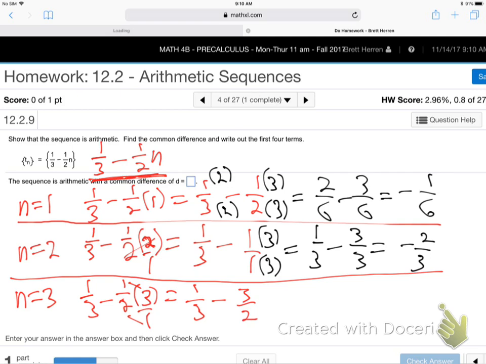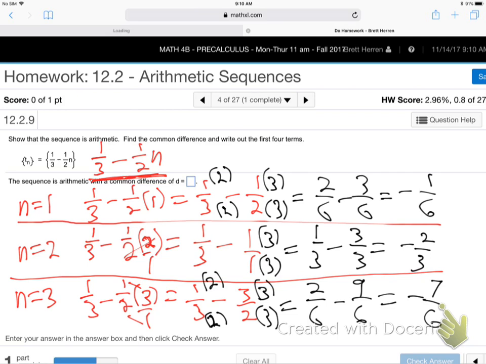Good. And then, common denominator time. Multiply top and bottom of this one by 2. Top and bottom of this one by 3. It's 2/6 minus 9/6, which is minus 7/6.